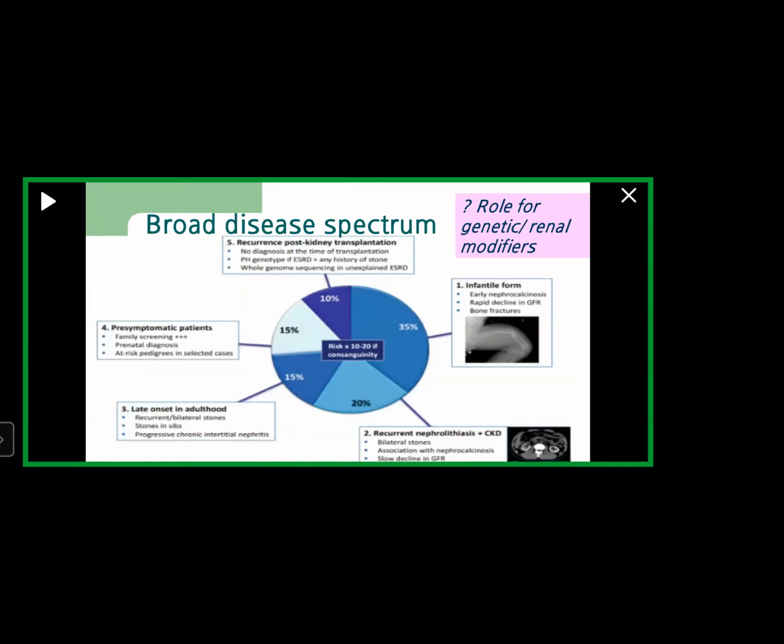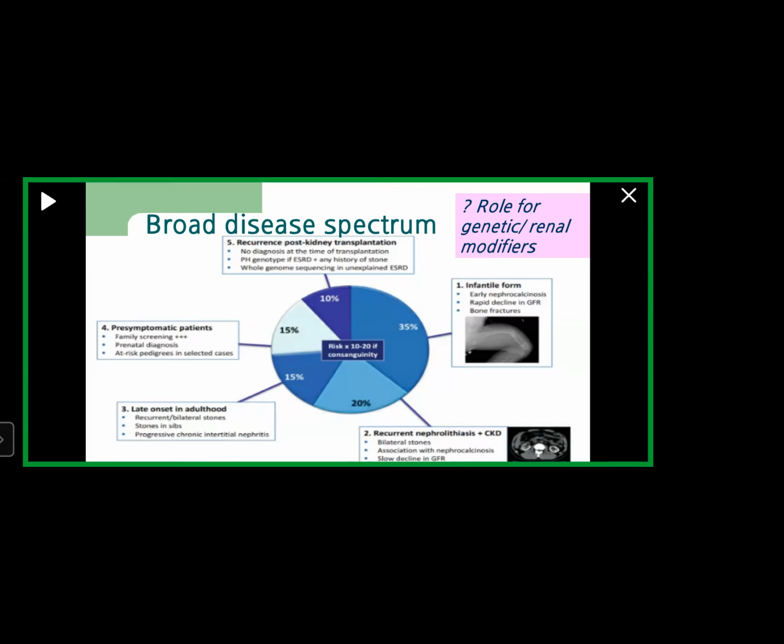Primary hyperoxaluria has a broad disease spectrum, starting from an infantile form with early nephrocalcinosis, and we're going to define infantile form as reaching the need for dialysis before the age of 1 year. And this condition is going to be very aggressive with widespread oxalate deposits, and we all know the difficulty of providing any form of renal replacement in these patients. And this form represents about 1/3 of cases of type 1 primary hyperoxaluria.